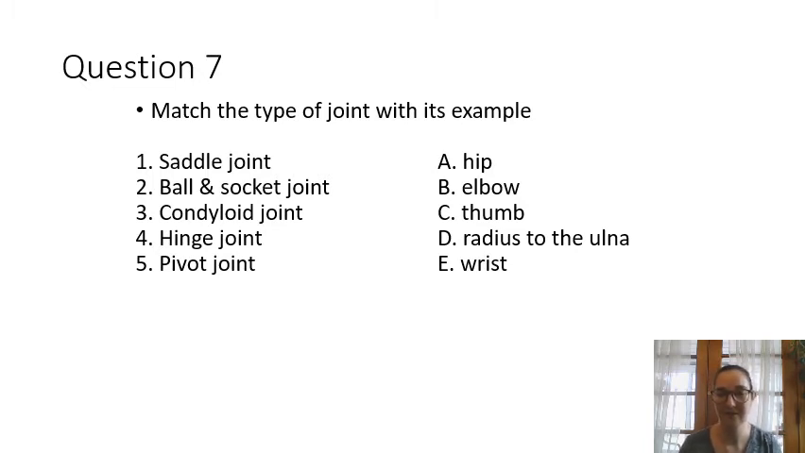Condyloid, yeah, that's your wrist. So the condyloid joint would be the wrist, the fact that you've got a little bit of movement here in the wrist. A hinge joint, yep, your elbow. So your elbow is a hinge joint. And then a pivot joint would be, yeah, D, that's radius to ulna. That's what allows rotation around your forearm.